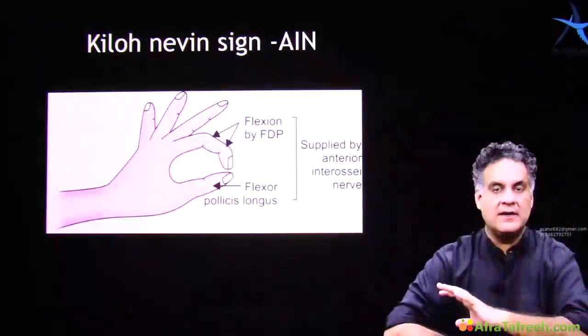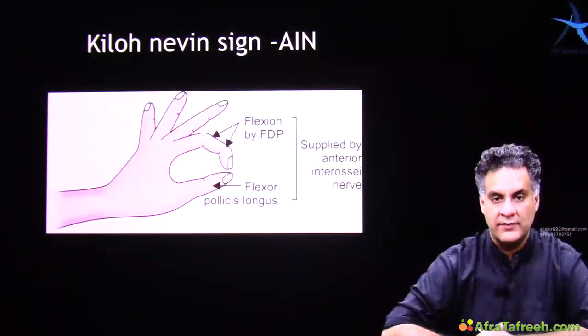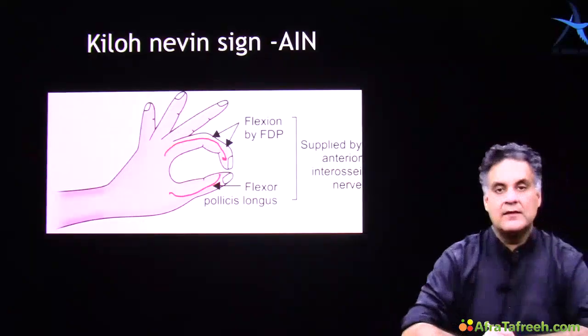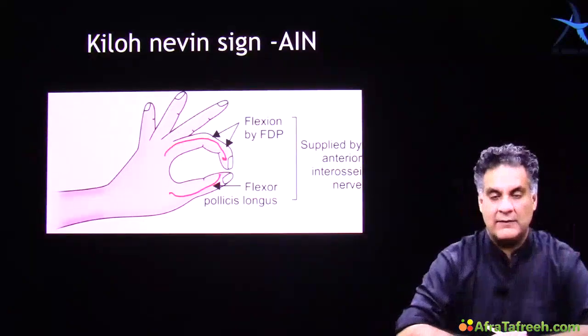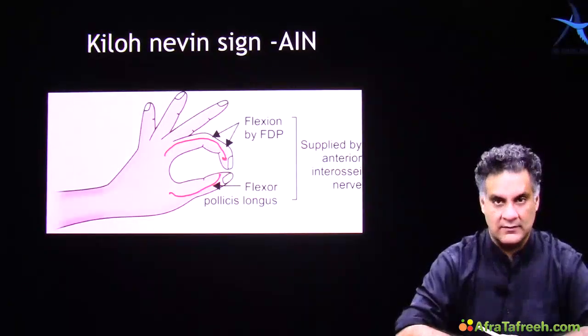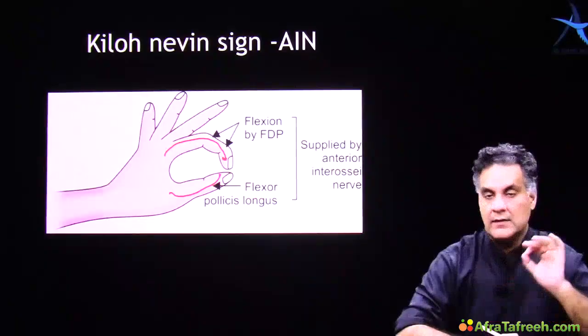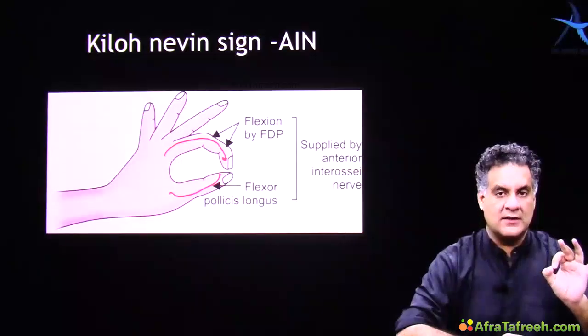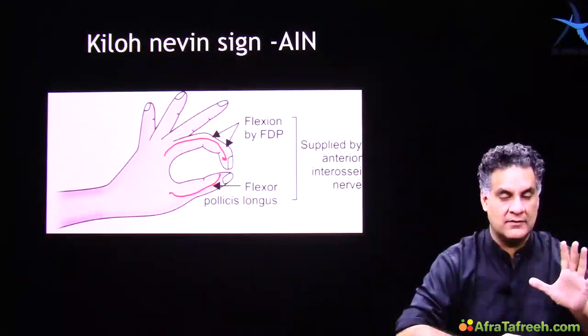The branch of the median nerve called the anterior interosseous nerve flexes the index finger and flexes the thumb, creating a wow sign, a sign of appreciation, called the Kiloh-Nevin sign, which is for the anterior interosseous nerve, a very, very important sign. Remember, the anterior interosseous nerve and the posterior interosseous nerve are very commonly asked in the exams.